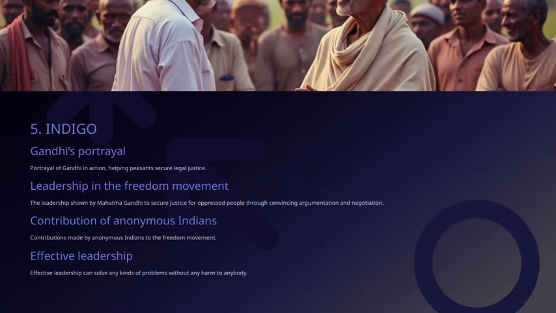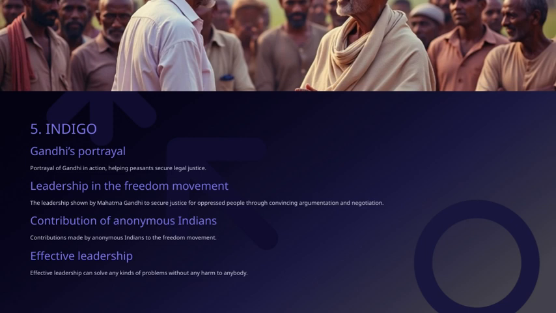Effective leadership is truly powerful because it can resolve any kind of problem without causing harm to anyone. When we think about leadership, it's not just about giving orders, but about guiding others in a way that's constructive and peaceful. This idea ties into the contributions made by anonymous Indians to the freedom movement, which often go unrecognized but were incredibly vital. These silent, dedicated efforts helped build the foundation for independence.